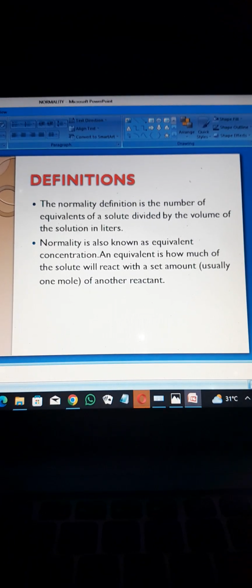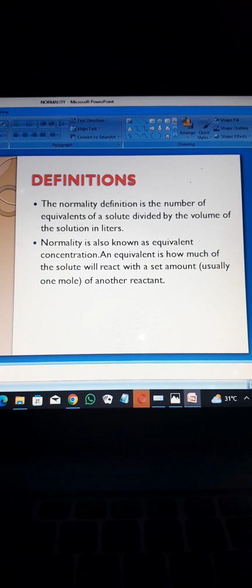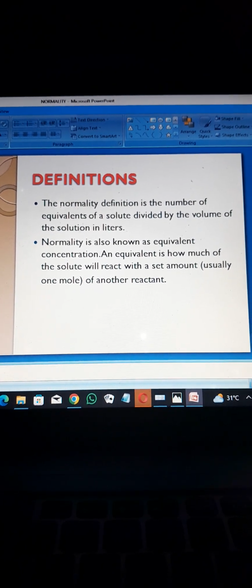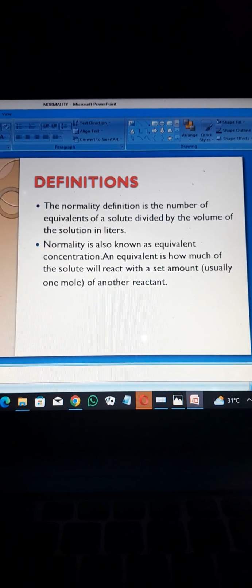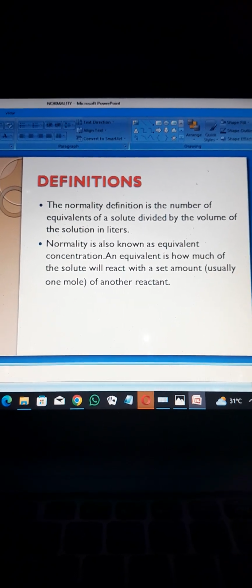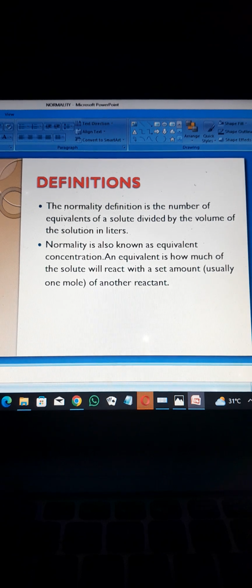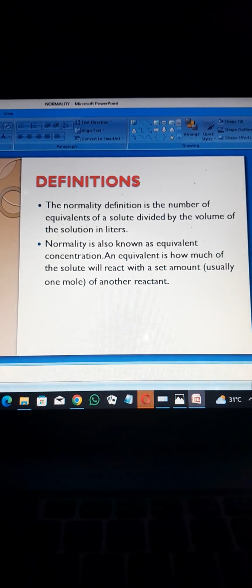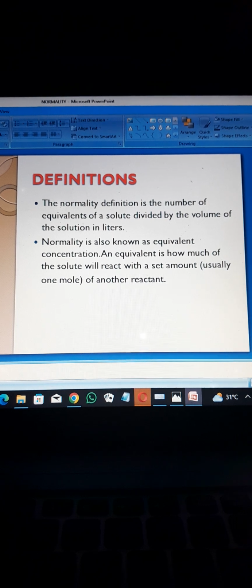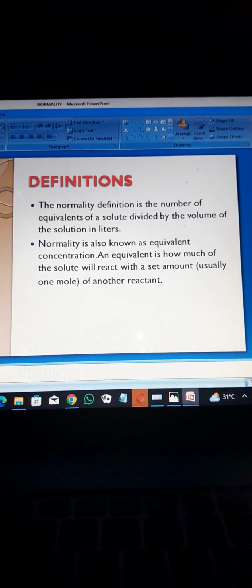Understand? Then come to its definition. The normality definition is the number of equivalents of a solute divided by the volume of the solution in liters. Normality is also known as the equivalent concentration. An equivalent is how much of the solute will react with a set amount, usually 1 mole, of another reactant.